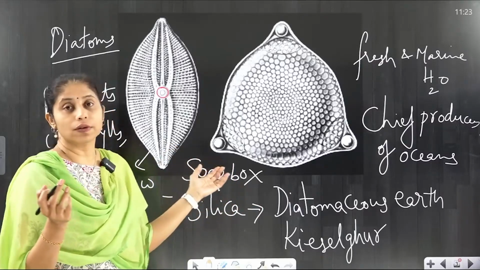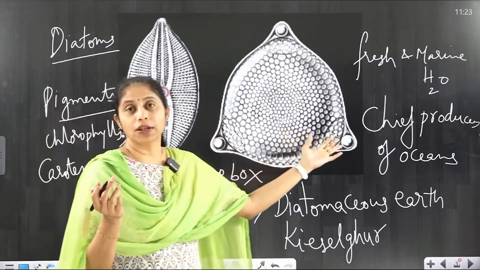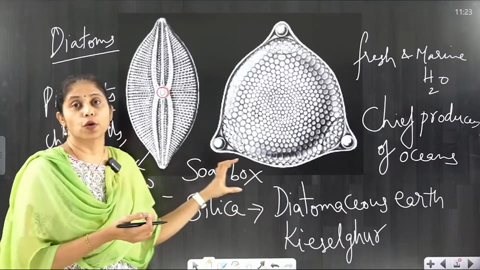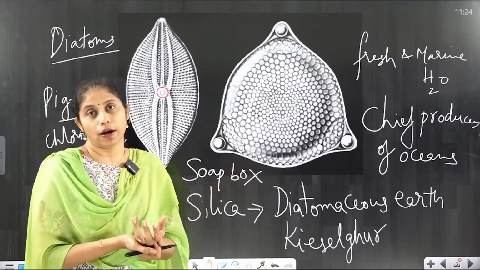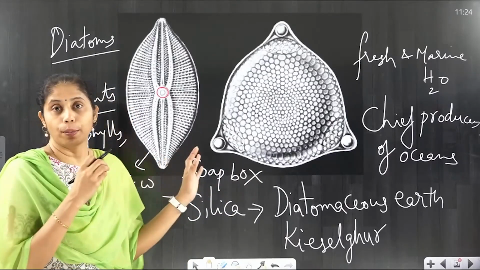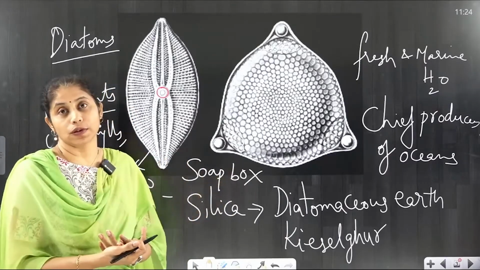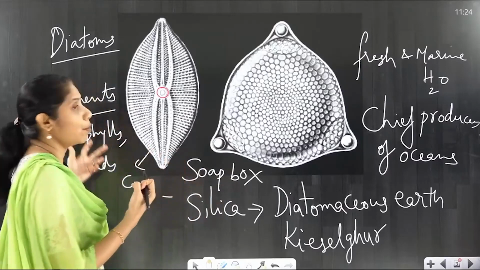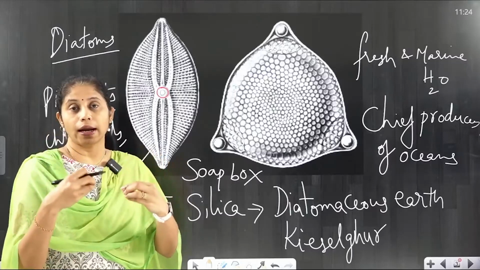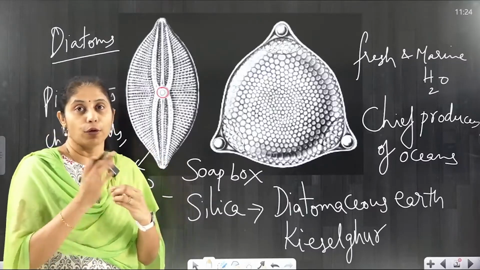And the maximum photosynthesis is done by these, so they are called the chief producers of oceans. And the body will be looking like a soap box. It will have an upper half and a lower half. They have the names and all, but it is a normal protist which can perform photosynthesis. It will take the light with the help of pigments. Different pigments will be there, and those pigments will be taking light energy and they'll perform photosynthesis.